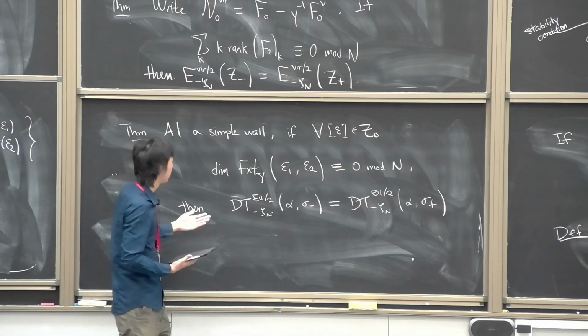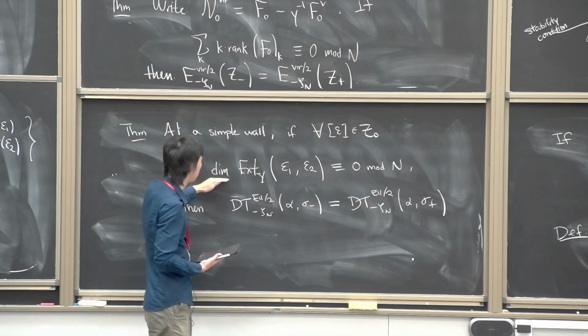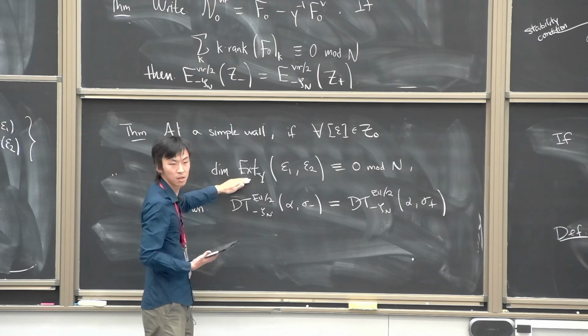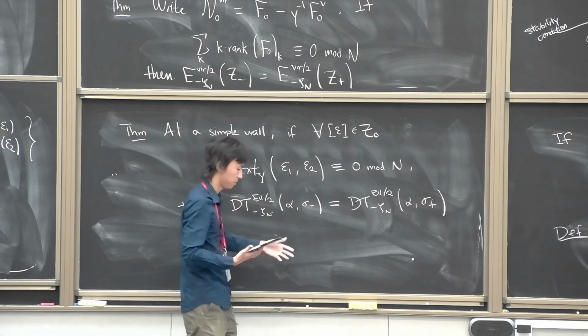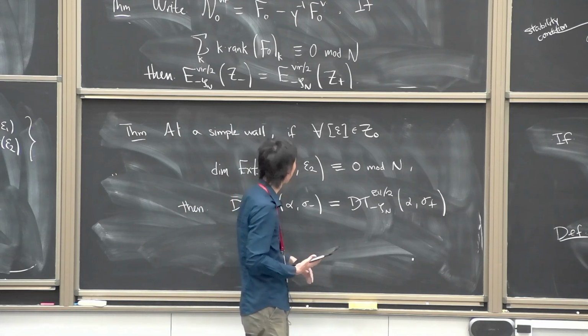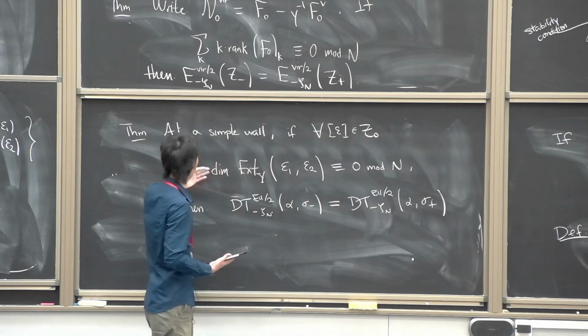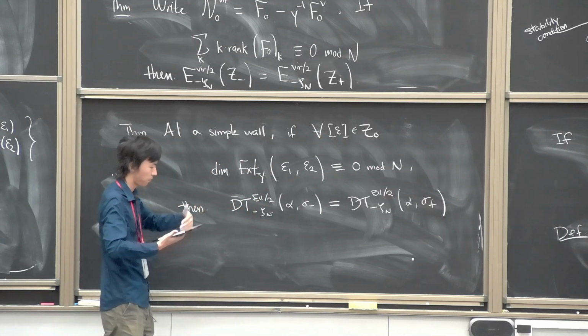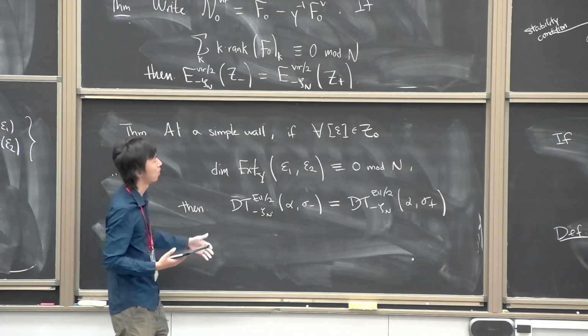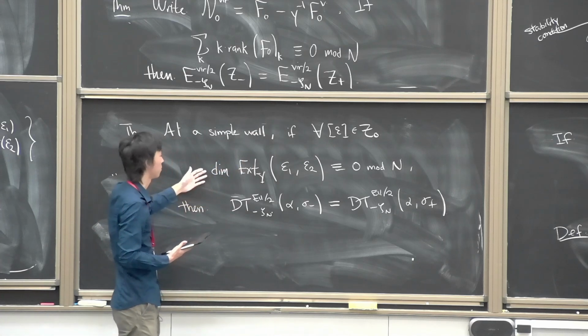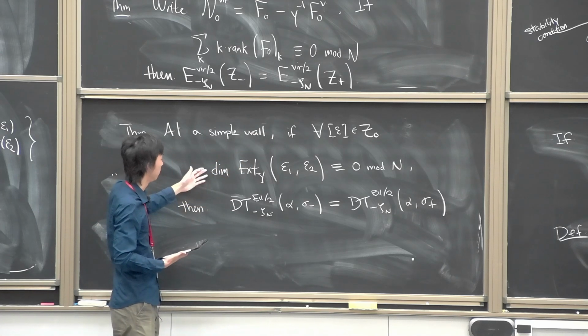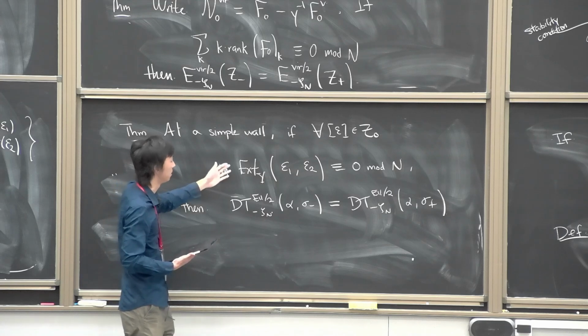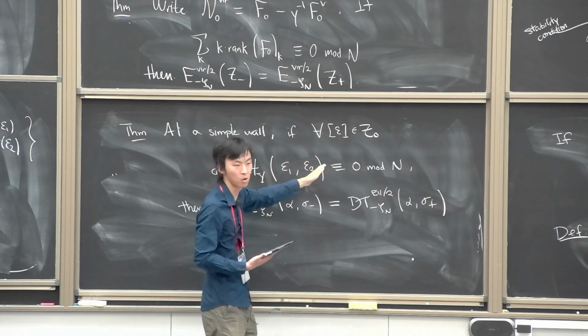And in that case, it's very easy to control the dimensions of these Ext groups. You can write them in terms of some Ext groups on the surface itself. And then you get some slightly stronger statements. In general, for Donaldson-Thomas theory on some arbitrary Calabi-Yau threefold, maybe it's not so easy to understand when the dimensions of these alternating sums of Ext groups will satisfy some congruences like this.